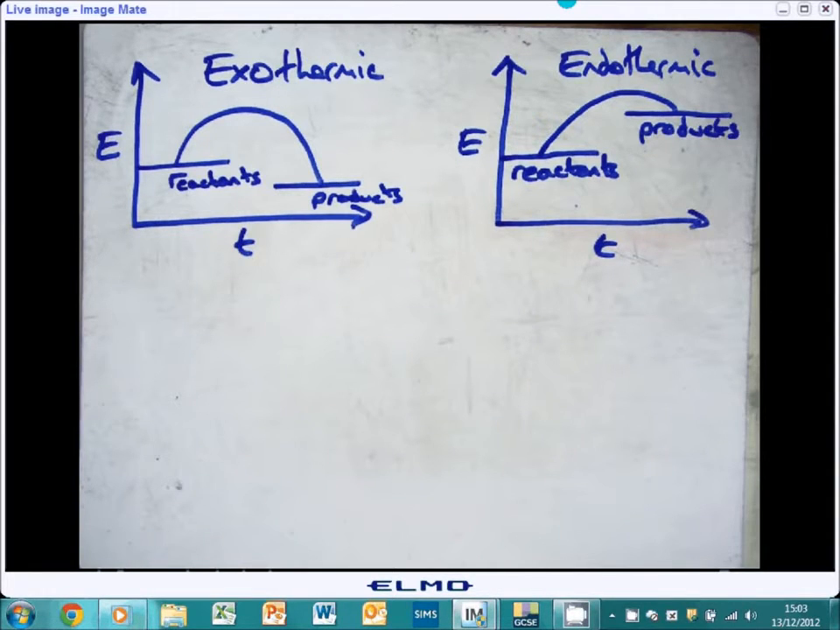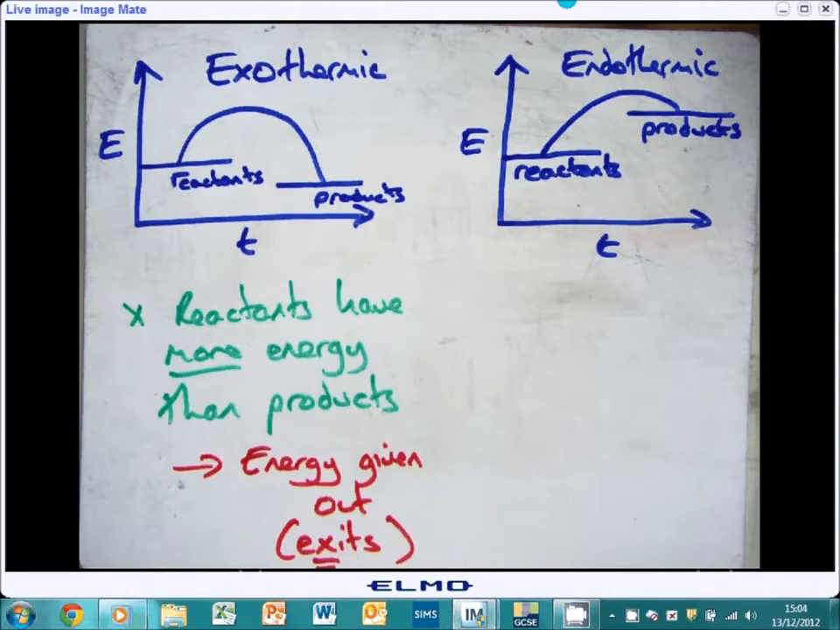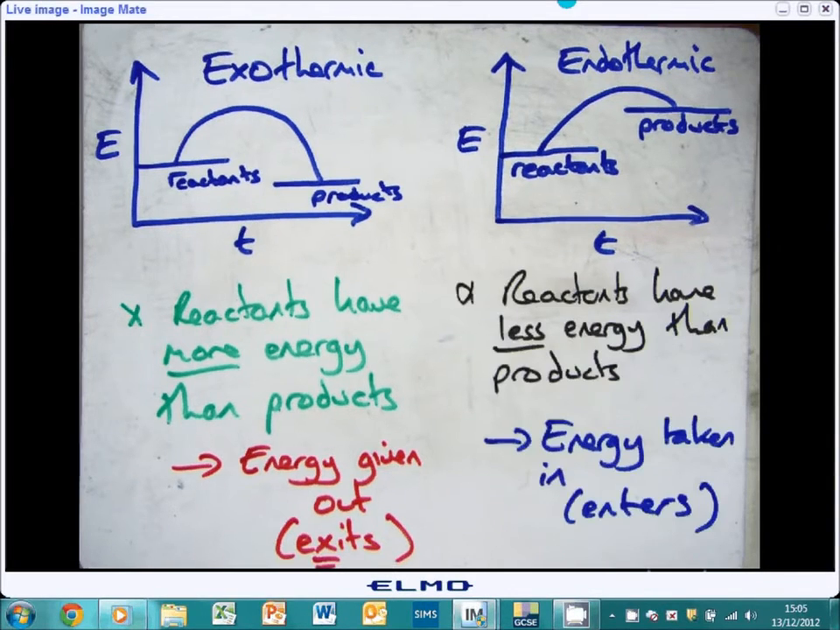Key things to remember from this are: for exothermic, the reactants have more energy than the products. Energy is therefore given out to the surroundings. It exits, which makes it exothermic. In endothermic, reactants have less energy than the products. Energy is taken in, it enters, which makes it endothermic.